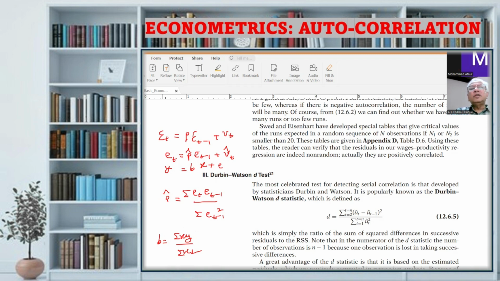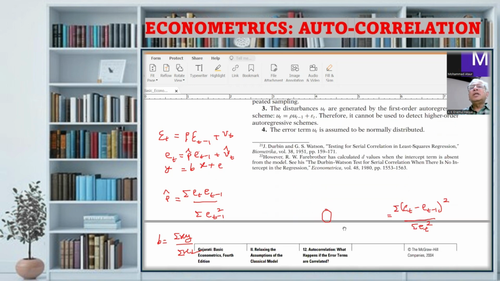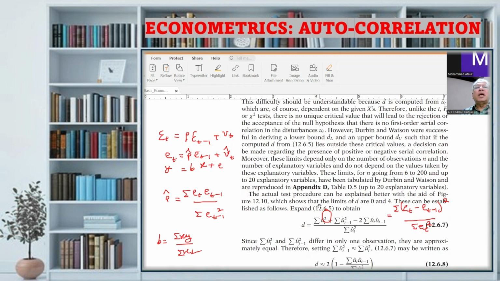So his idea was that I can define d. So he created his own d. And he said it is equivalent of, in my notation, summation of e t minus e t minus 1 whole square divided by summation of e t square. So remember, this is his logic. He said, this is my d. And he suggested that if you use this d, I would be able to test whether there is an autocorrelation or not. And for that, the logic is very simple. So that's exactly what I've done.